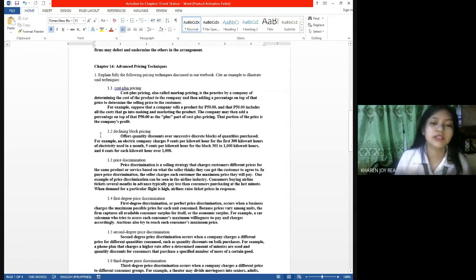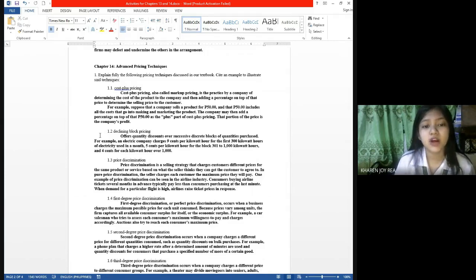Chapter 14, Advanced Pricing Techniques. Explain fully the following pricing techniques discussed in our textbook. Cite an example to illustrate said techniques. First is cost plus pricing. It is called markup pricing.